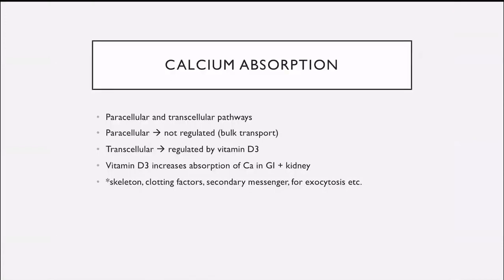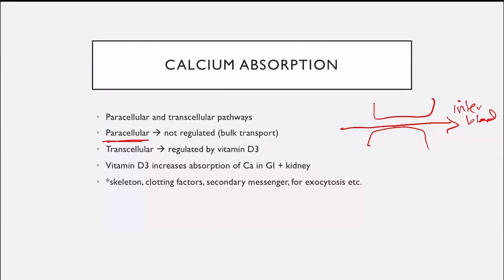Okay, then we move on to calcium absorption. For calcium absorption, you don't need to know much right now. You're going to learn more in the next block. First of all, you have paracellular. This is not regulated. This is bulk transport. It is between the cells. So you have one cell, two cells, and it's going to sneak between the cells to the interstitium, or blood.